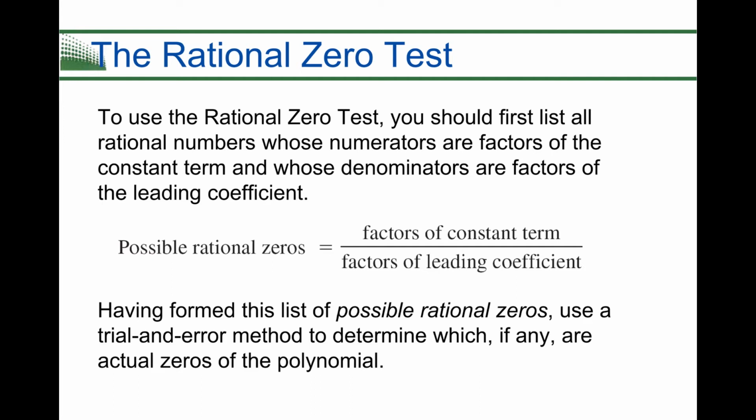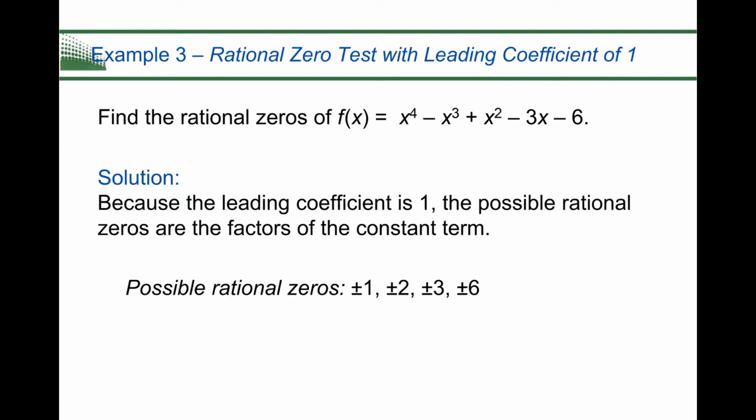Okay, that sounded crazy. So let's look at this. You form this list and use trial and error to figure it out. So what does this all even mean? Let's work with real numbers and see what it means. So to find the rational zeros, here's what you do.